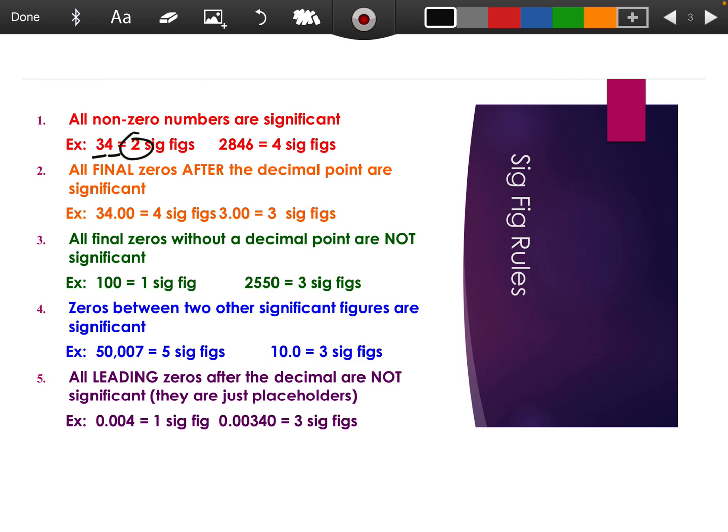The next example, 2,846. None of these are zeros, so we would count the 2, the 8, the 4, and the 6 to give us our 4 sig figs.